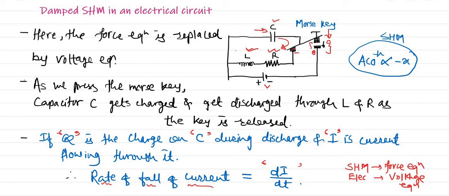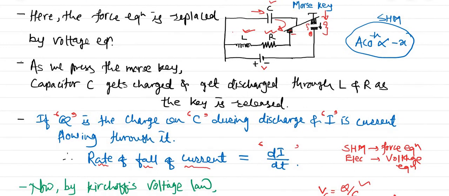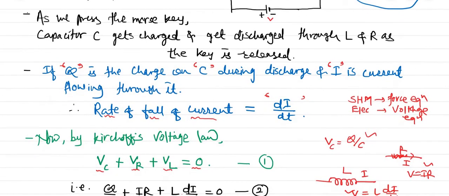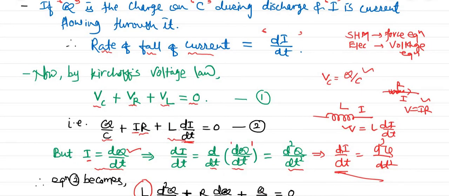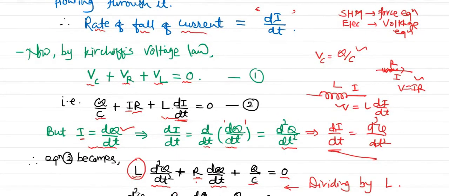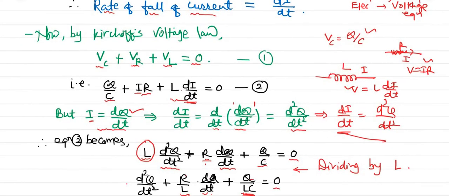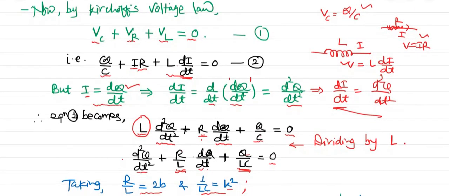As soon as we start the battery and press the Morse key, the capacitor gets charged, and when we release the Morse key, the capacitor gets discharged through L and R. For that we have written the equation, because in an electrical circuit the force equation is replaced by the voltage equation. So we have written voltage through C, voltage through R and voltage through L, and their summation must be equal to 0.